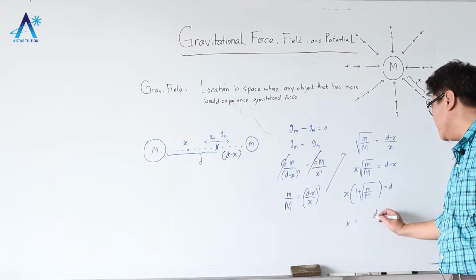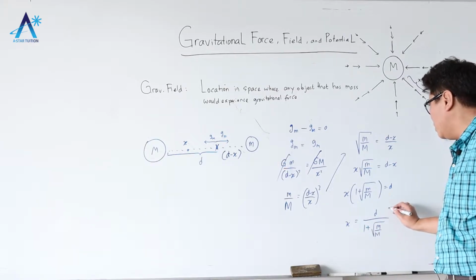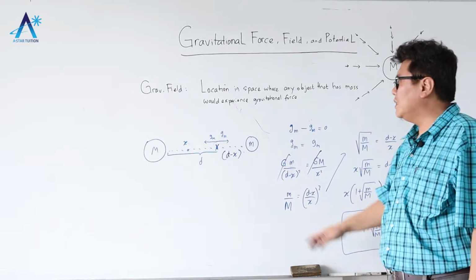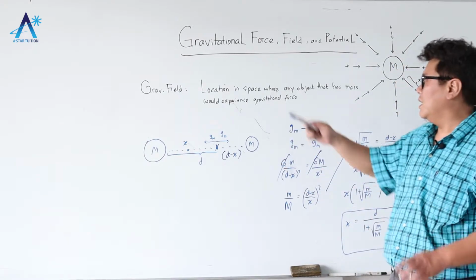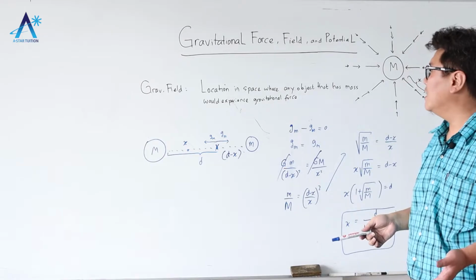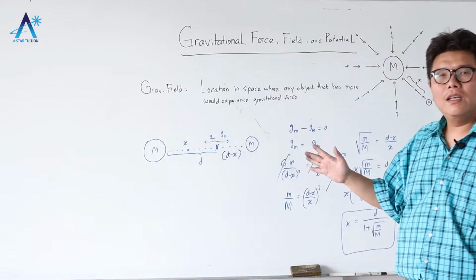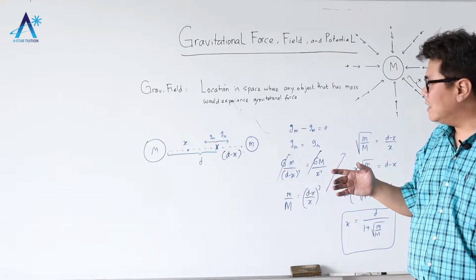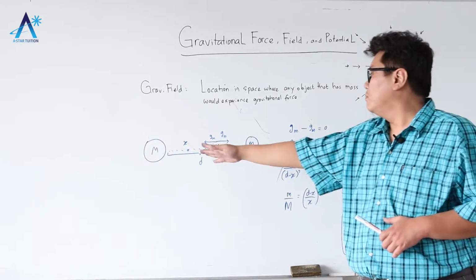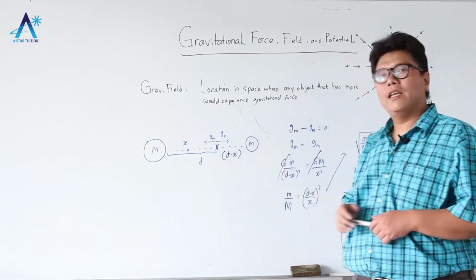Now this expression is very similar to the one that we discussed before, and it shouldn't be surprising, because the only thing that distinguishes the force and the field is that the field is actually force per unit mass. So here there is no mass, it's just a point of interest where we want to find the location at which the gravitational field strength is 0 due to both of these two source masses, capital M and lowercase m.